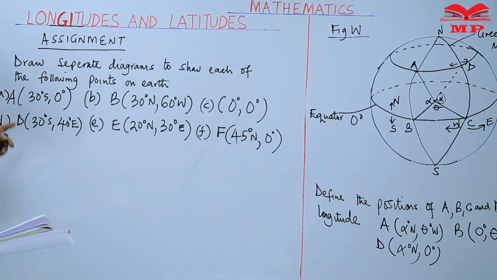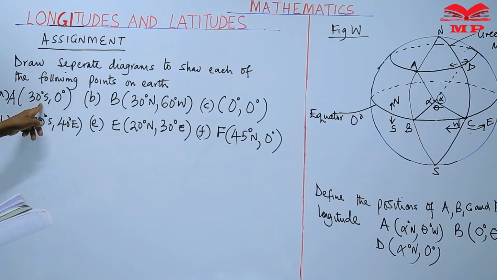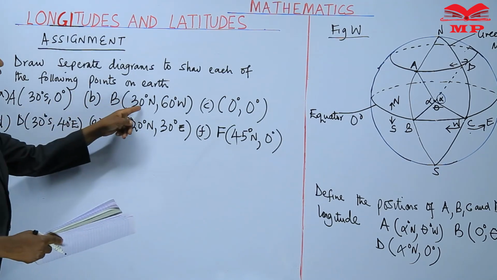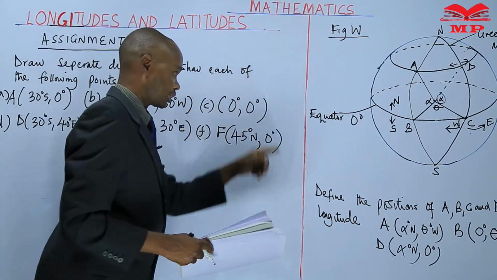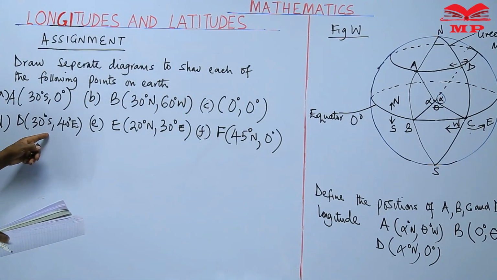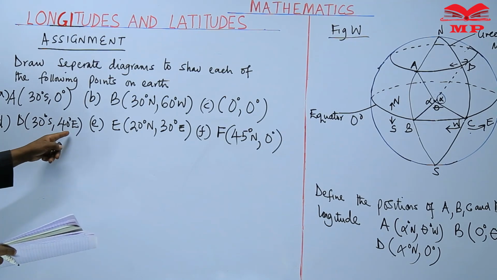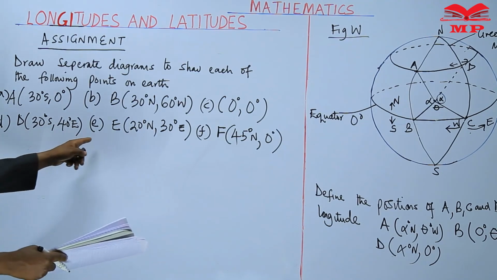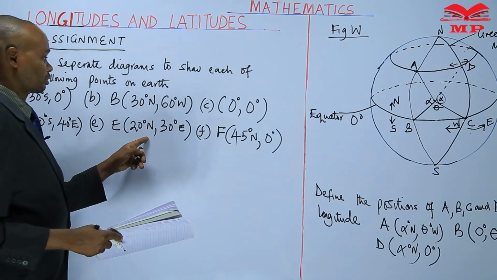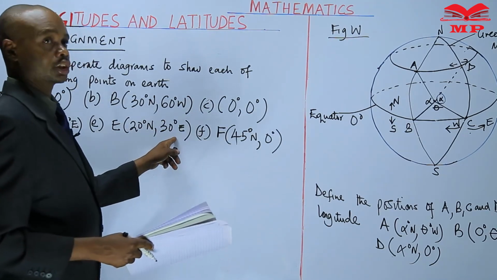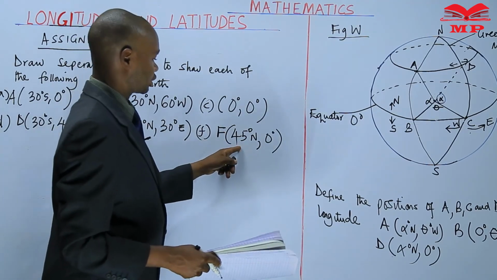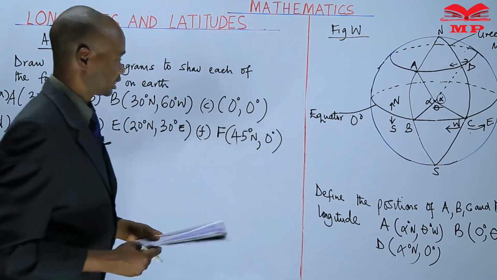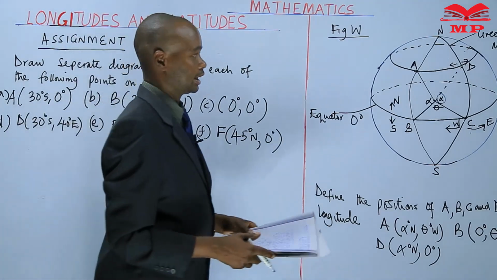So draw separate diagrams to show each of the following points on Earth. A, 30 degrees south, 0 degrees. B, 36 degrees north, 60 degrees west. C, 0 degrees, 0 degrees. D, 30 degrees south for the latitude, 40 degrees east for the longitude. E, 20 degrees north for the latitude, 30 degrees east for the longitude. F, 45 degrees north for the latitude and 0 for the longitude.